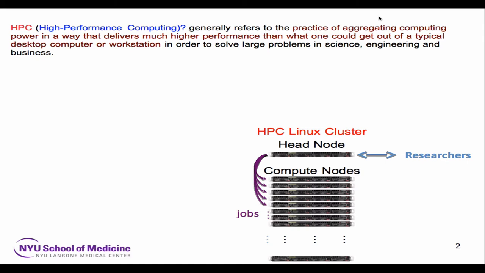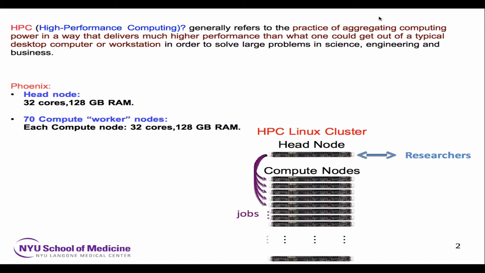We happen to have a cluster named Phoenix. You already have heard the name. It has a head node, of course. The head node has 32 cores and 128 gigabytes of random access memory. And then 70 compute nodes that all of them at least include 32 cores and 128 gigabytes of RAM. We have several specific nodes which can perform some particular calculations, but for now, you don't really need to get busy with that part.